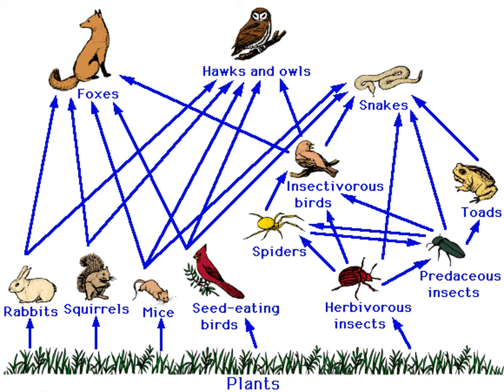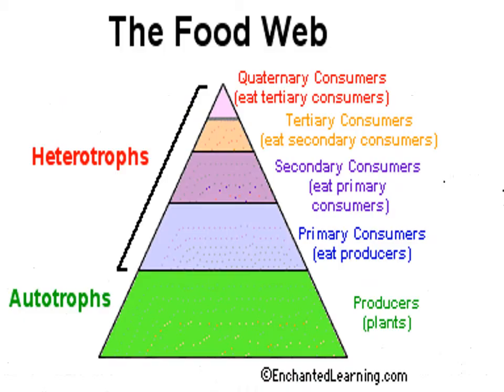If you look at toads, the only thing on here that toads eat, if you look down, are the predaceous insects. Insectivorous birds eat spiders, and they eat predaceous insects and herbivorous insects. So you have to start at the top and look down to the level under it to see what that thing eats, not the bottom up. It doesn't point to what it eats, it points to what eats it.